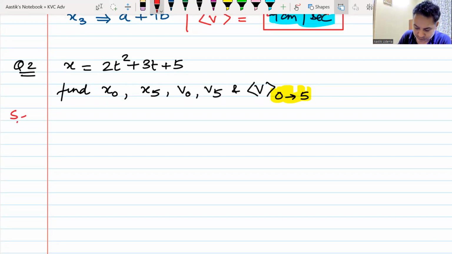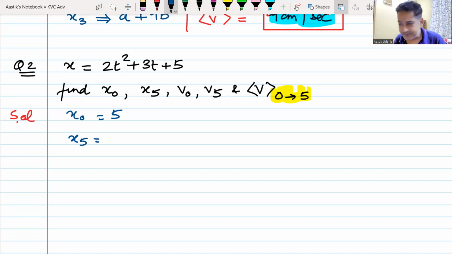So, first things first, let us find out the value of x0. What is the value of x0? It's 5. X0 is 5. X5: just put the value of time as 5. It's 70, sir. Sure?